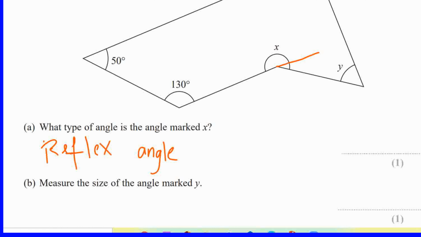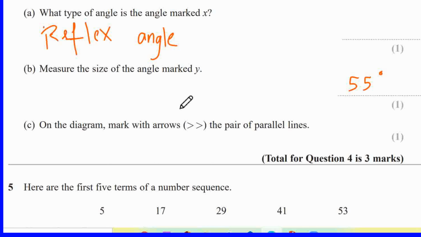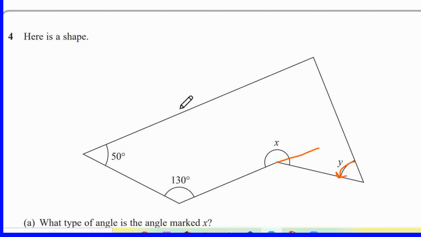Measure the size of angle marked Y here. You have to use a protractor. We measure with the protractor here, it will give us around 5 degrees. Next we go to C. On the diagram, mark with arrows the pair of parallel lines. Here, these are parallel lines.